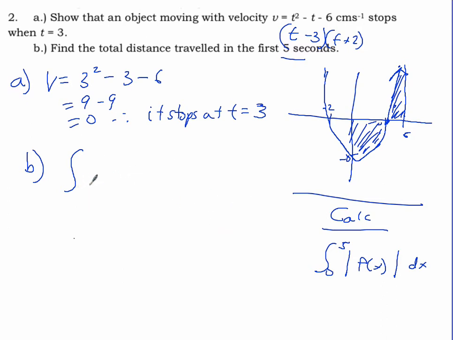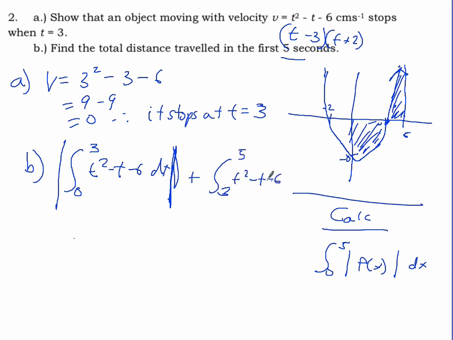But if you're doing this manually, you want to do the integral from 0 to 3 of the absolute value of that, which is, what's the function? t squared minus t minus 6. So when you do that, that's an absolute value sign, plus the integral from 3 to 5 of t squared minus t minus 6. Okay, so if we do that, actually I'm just going to let you try that yourself.